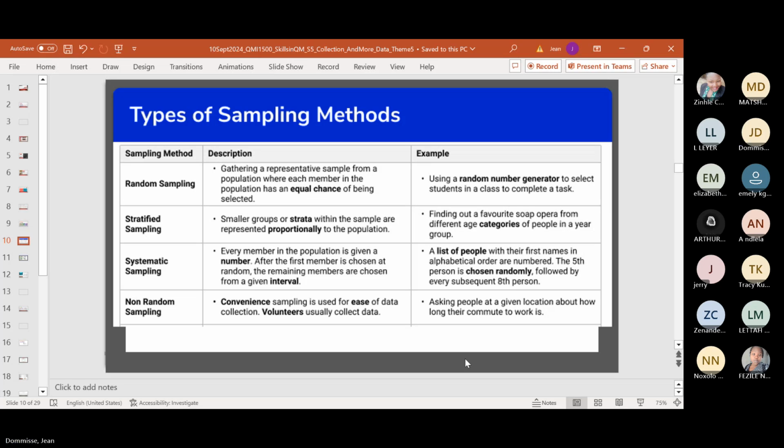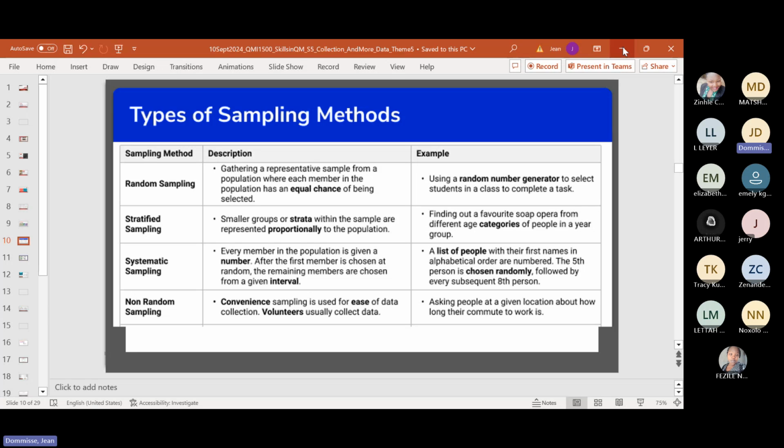Another method is systematic sampling, and that is done a lot when they do household studies or things like that. They would say, well, in your street there are 10 houses, and basically every second house they will pick to be part of that sample.